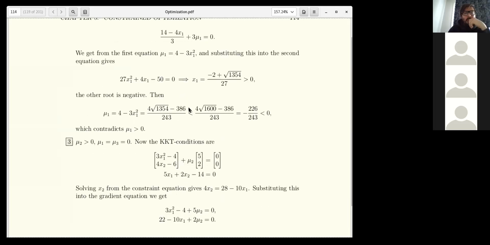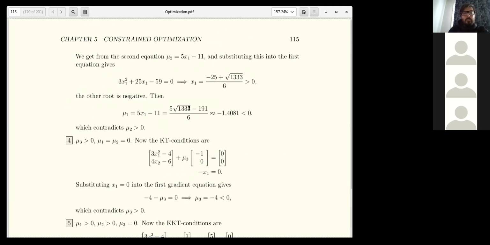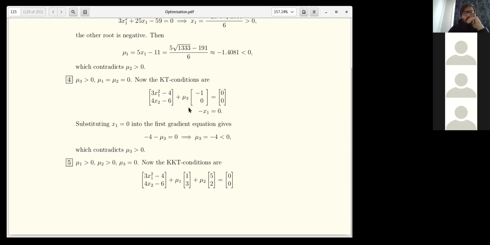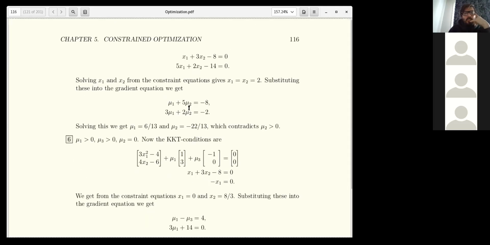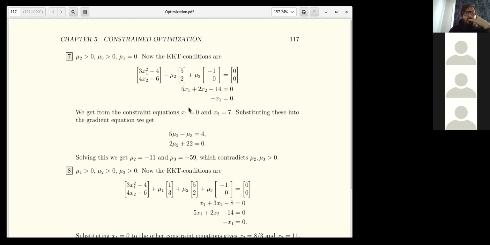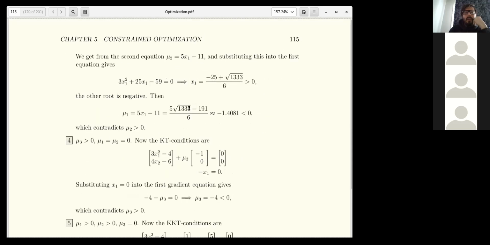And you do the third one. I'm not going to go through this. So the third one results in a contradiction. The fourth one results in contradiction. The fifth one results in contradiction. The sixth one should result in contradiction, as does the seventh one and the eighth one. But this is actually what should happen.